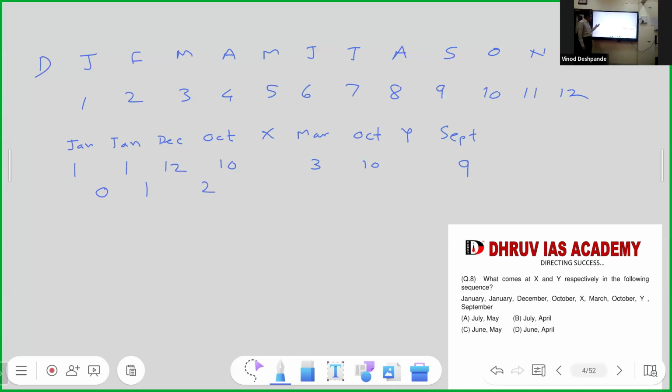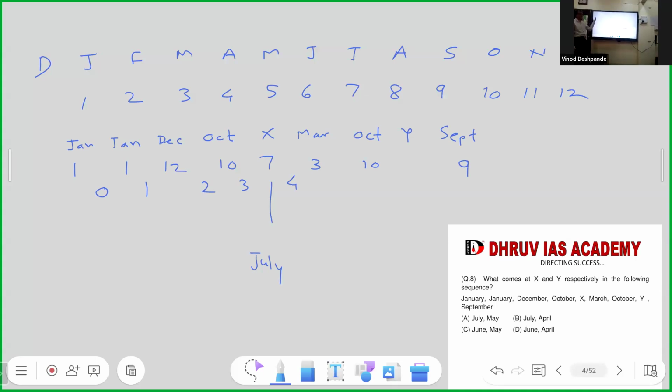So 0, 1, 2. If you continue the same pattern, 10 minus 3, you are moving 3 steps backwards. From October, 3 steps backwards means there will be 7, so the month will be July. Now you have to move 4 steps backwards. 7 minus 4 is 3.